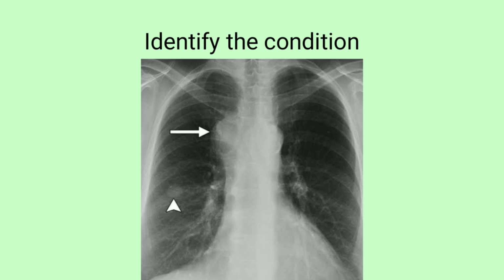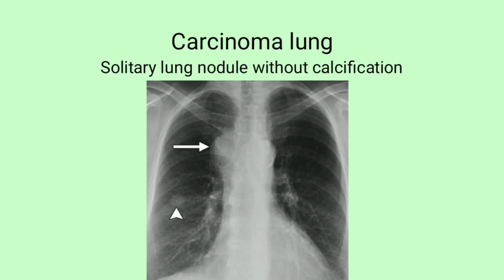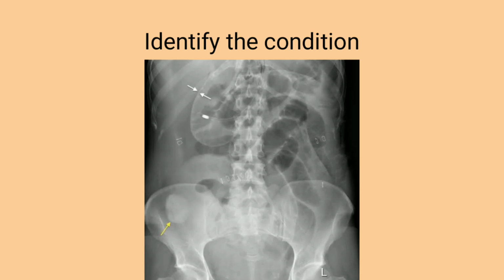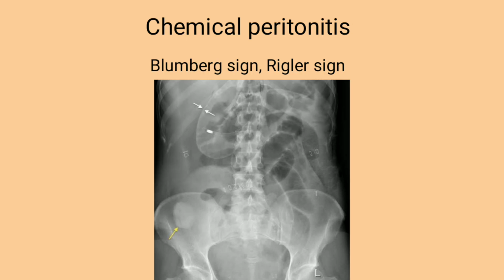Identify the condition. Solitary lung nodule without calcification is seen in carcinoma lung. Identify the condition. Blumberg sign or Rigler sign is seen in chemical peritonitis.